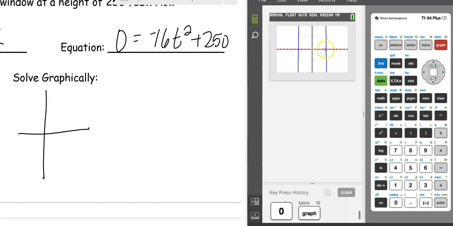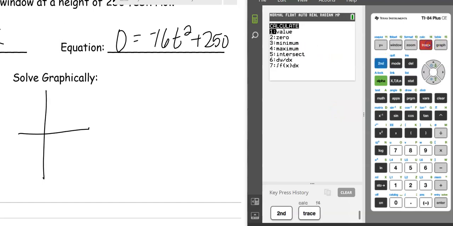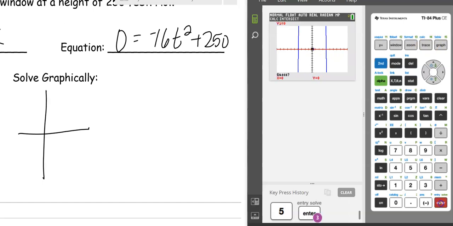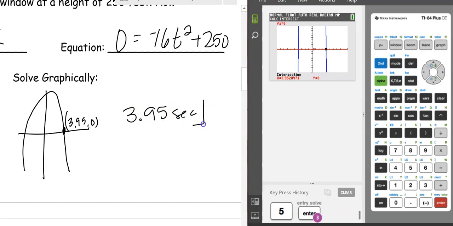Okay, I'm looking for this intersection right here. Because this is my negative, I need my positive. So second trace 5, enter, enter, enter. 3.95. So this looks like this. Here is 3.95. Where the flower pot hits the ground when Ronald McDonald drops it, it will take 3.95 seconds.